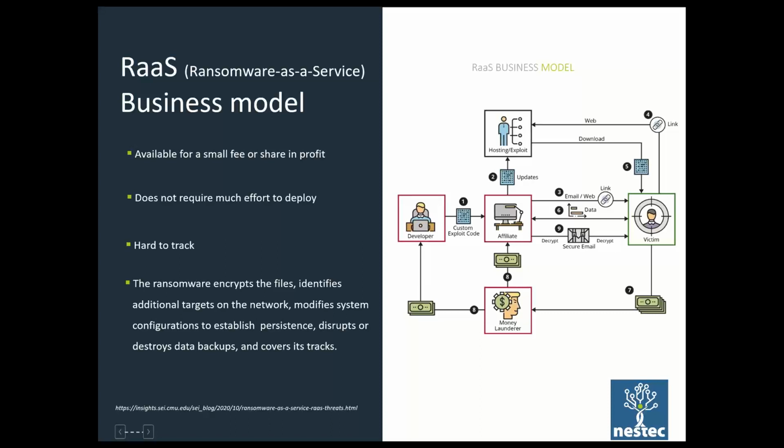The ransomware, of course, encrypts the victim's files, identifies additional targets on the network, modifies system configurations to establish persistence, and disrupts or destroys data backups. Then the victim receives a note and has a chance to pay or not. If they do pay, which is of course not recommended, the money launderer will move the money through multiple transformations to obscure the identities of both the developer and the attacker, and then maybe the victim gets decryption keys, maybe not.